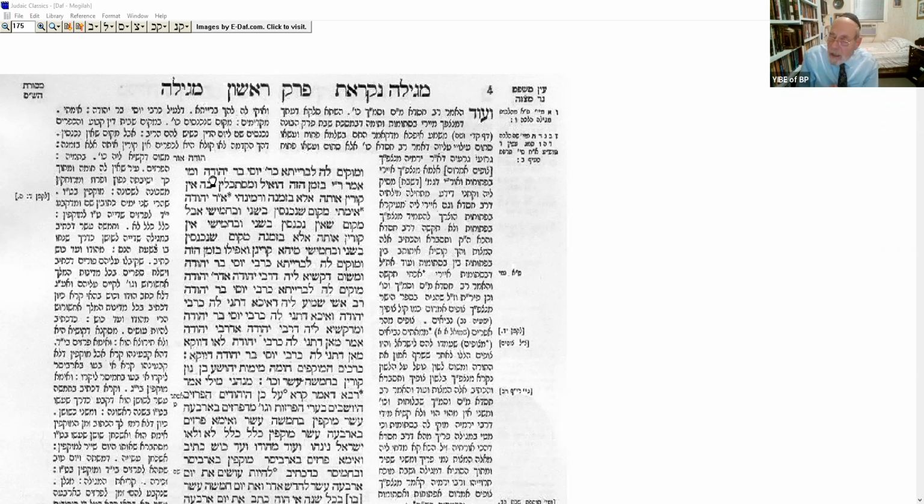Now let's explain this. Rebbe Yossi b'Rebbe Yehuda was Rebbe Yehuda's son, right. Is the son allowed to argue with the father? Of course he can. Why not? If he's a Talmid Chacham, he can argue with his father, right?